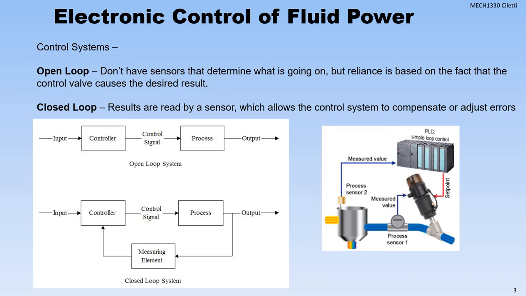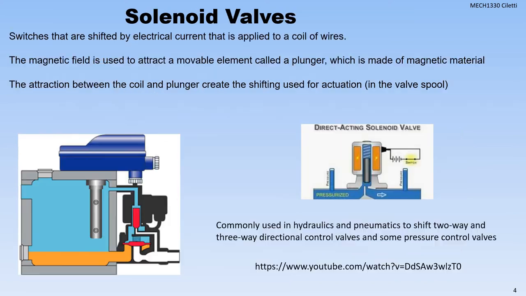If we have a closed loop system, we use sensors to monitor the system, where we get feedback about the system. We understand if something's out or not working. So we can use closed loop systems to either correct or troubleshoot systems and see what's going on.